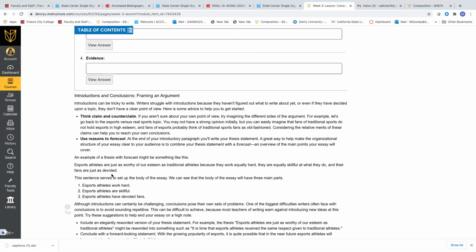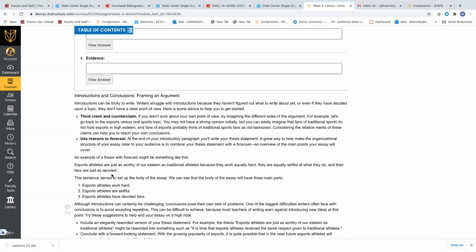Writers struggle with introductions because they haven't figured out what to write about yet, or even if they had decided upon a topic, they don't have a clear point of view. So here's some advice to help you get started. First of all, you want to think claim and counterclaim. If you aren't sure about your point of view, try imagining the different side of the argument.